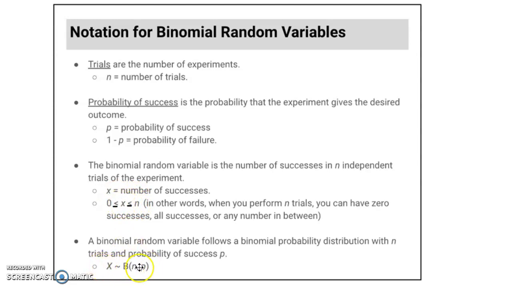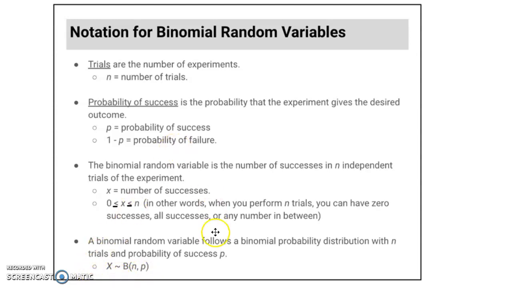This is a way to write out the binomial probability distribution. It is read like this: x is a random variable that follows the binomial distribution with n trials and p as the probability of success.